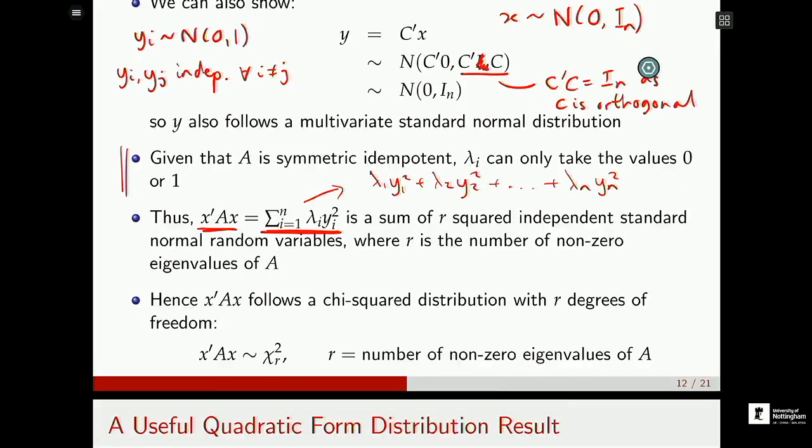So in total then, x transpose AX is going to be chi-squared with degrees of freedom equal to the number of non-zero eigenvalues, because the number of non-zero eigenvalues dictates how many of these squared standard normals are being put into that equation. Is that clear?